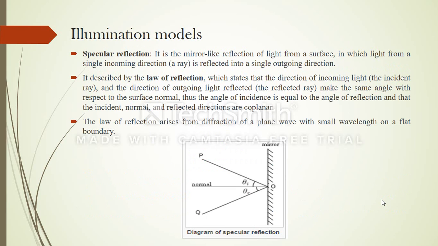Specular reflection. It is a mirror-like reflection of light from surfaces in which light from a single incoming direction is reflected into a single outgoing direction. It is described by the law of reflection, which states that the direction of incoming light and the direction of outgoing reflected light make the same angle with respect to the surface normal. Thus, the angle of incidence is equal to the angle of reflection, and the incident, normal, and reflected directions are coplanar.